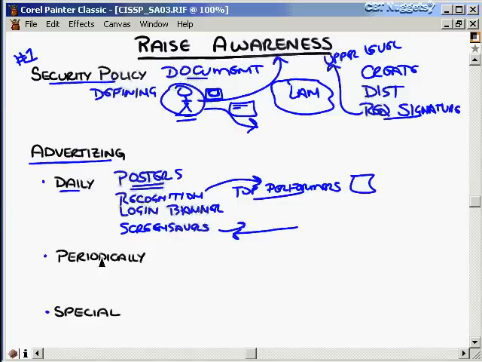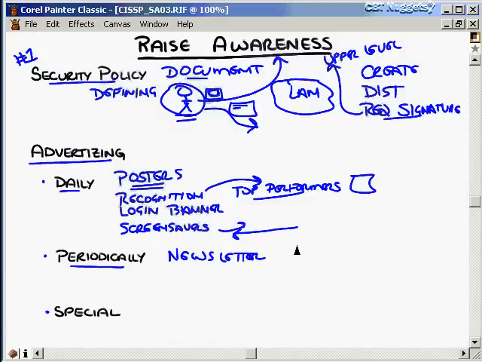Now let's move out of the dailies and get into more of the periodic type of advertising. The first thing I'm going to list here, and I've mentioned it a little bit before, is the idea of a newsletter. When I talk about a newsletter, I'm talking about a hard copy document that can be delivered through the company mail system, something of that sort, again, to every individual within the company.